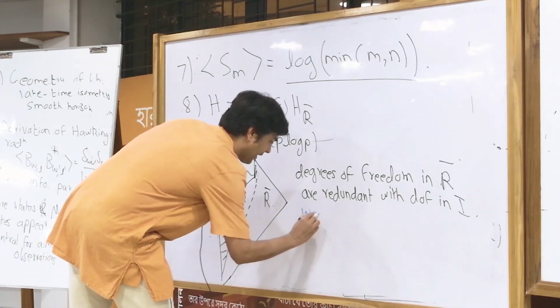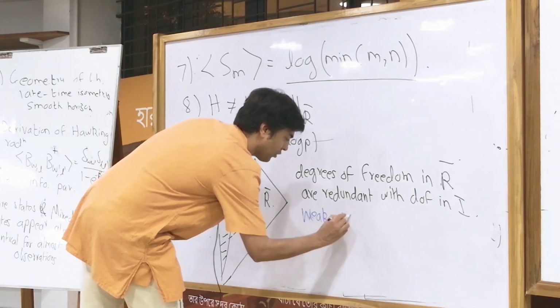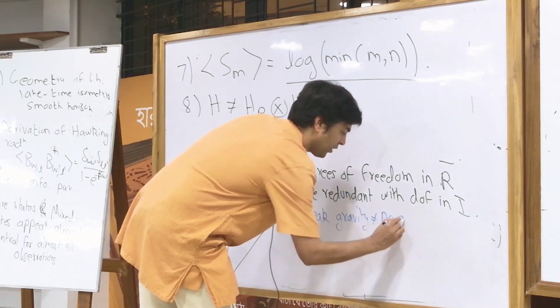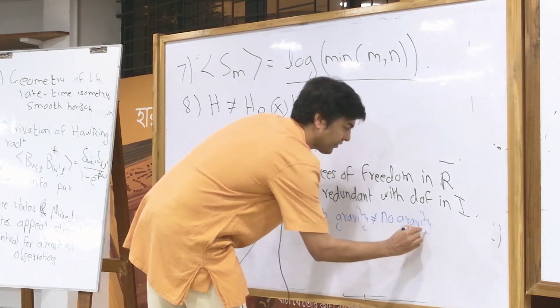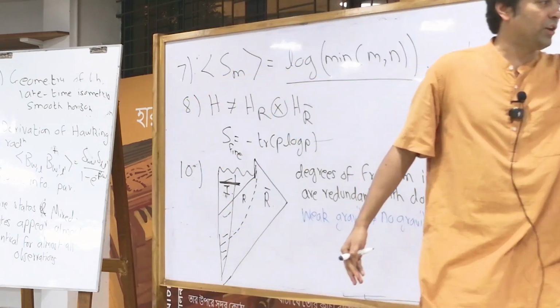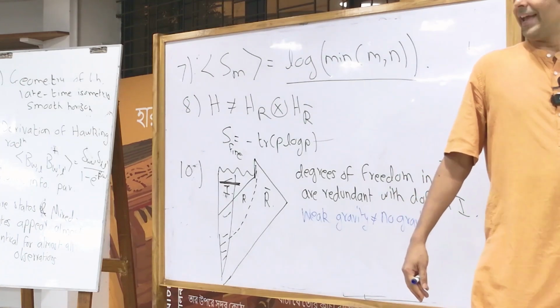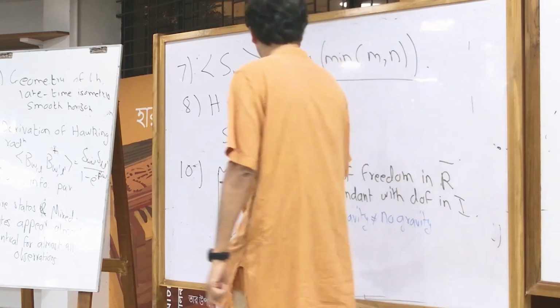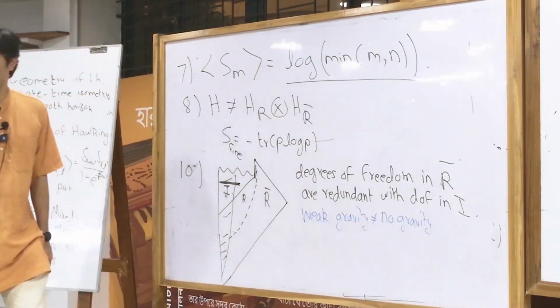We would say that weak gravity is not the same as no gravity. So we would say that these calculations were done in the case where there was literally no gravity in the bath, and as a result, these Page curves were derived. We would say weak gravity is not the same as no gravity.